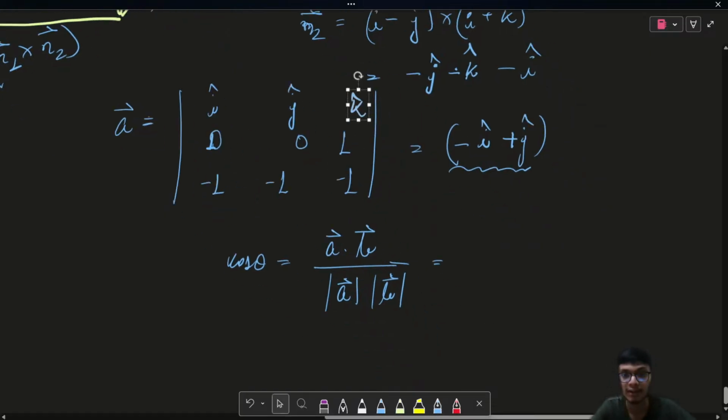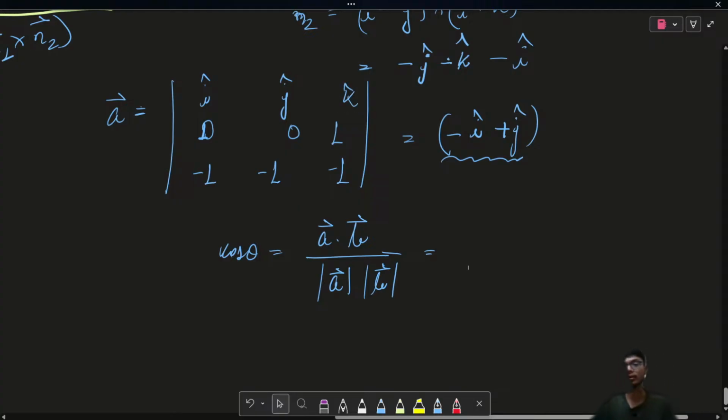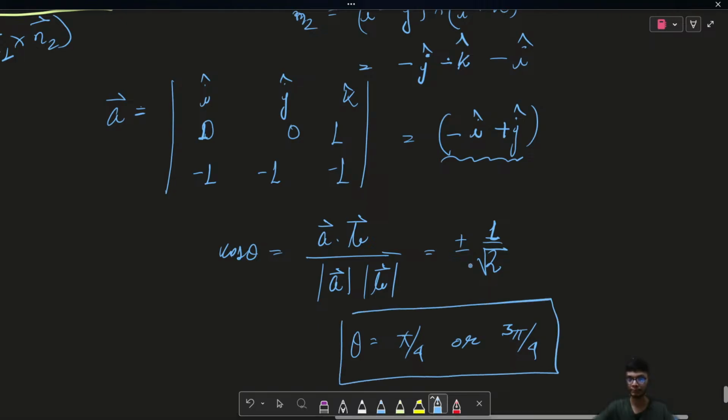Okay, so then if I do that, the result is going to come out as 1 upon root 2, or maybe plus minus 1 upon root 2. Okay, so with this, you will see that the angle can be pi by 4 or it can be 3 pi by 4. Is this part clear?